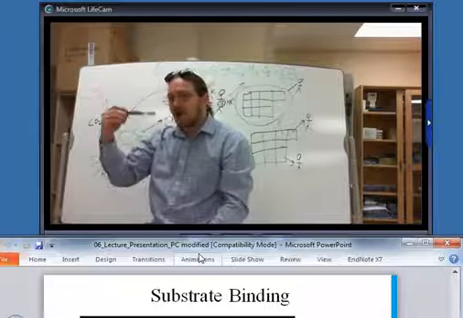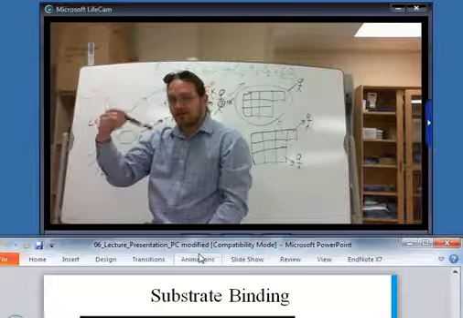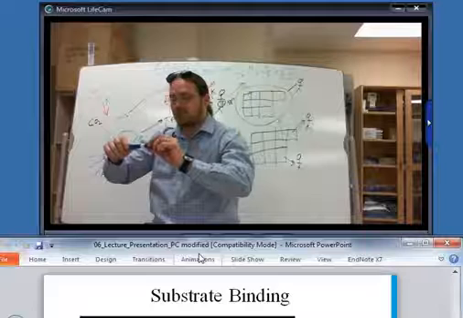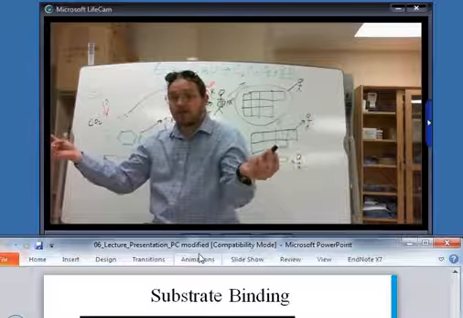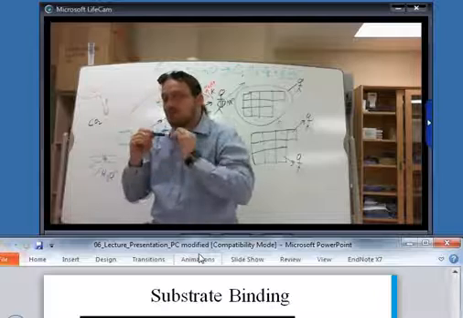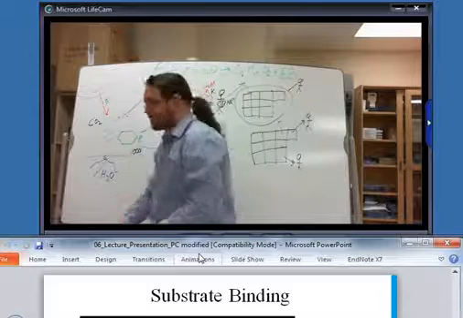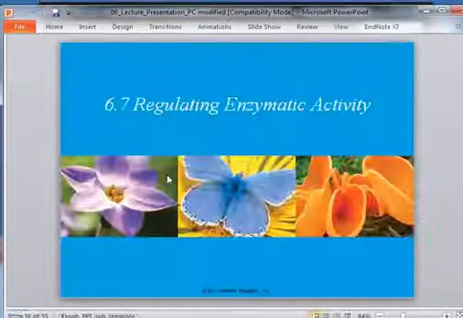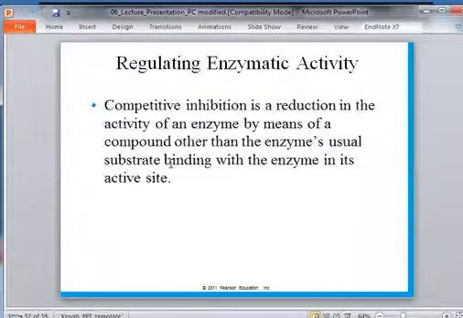They do the same thing over and over, acting on the substrate to turn it into a different substance. And so, for instance, taking it apart. We could also have an enzyme that would grab these two parts and put them together. Enzymes can do many things because of their diversity. But keep in mind, we also want to be able to regulate enzyme activity. And we can do this in several ways.